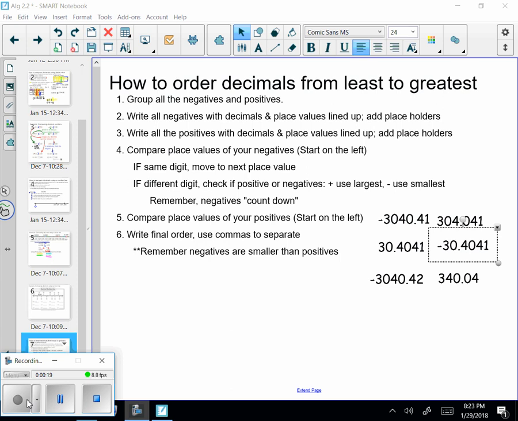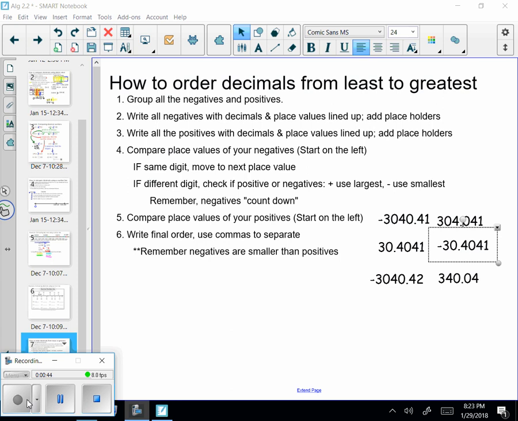Add placeholders. Step 3, write all positives with decimals and place values lined up. Add placeholders where needed. Step 4, compare place values of your negatives. Start on the left and work place value to place value, comparing your digits across all numbers. Step 5, compare place values of your positives.